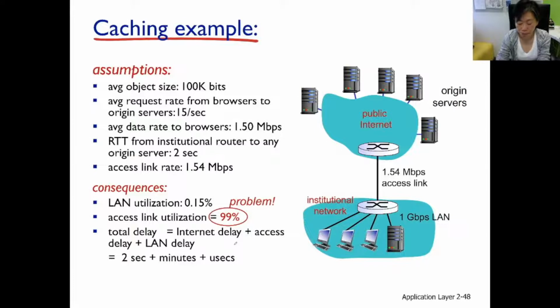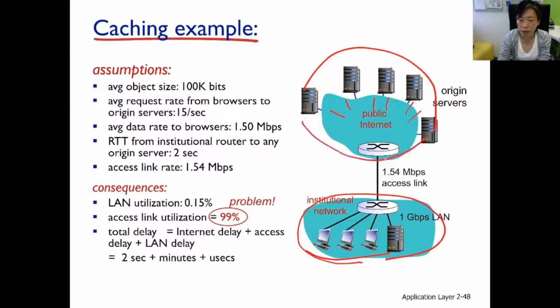Good. The example setting is this. Servers up here, client down here. So they're part of the institutional network here. And the servers are connected to the public internet. And the internet connects to the institutional network through an access link. Let's assume that the clients here are browsing the web, requesting objects down from the server. The average object size is 100 kilobits, and the average request rate is 15 objects per second. Then multiply the two, you get the average bit rate coming down this way. Right? And that is 1.5 megabits per second.